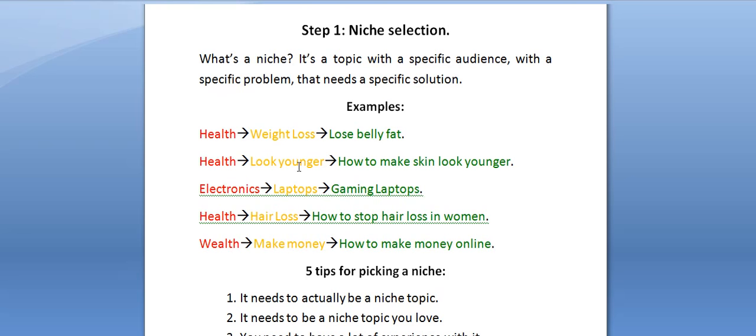So let me give you a few other examples. Something involving health again. If you narrow that down, looking younger. That's a form of health. And something specific, which would be a niche, would be how to make the skin look younger.